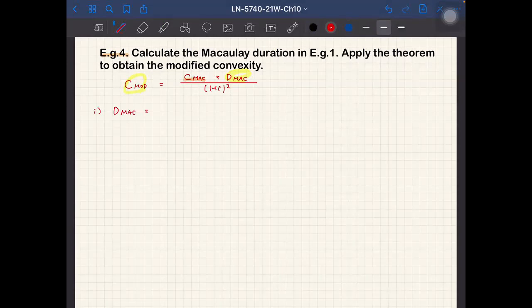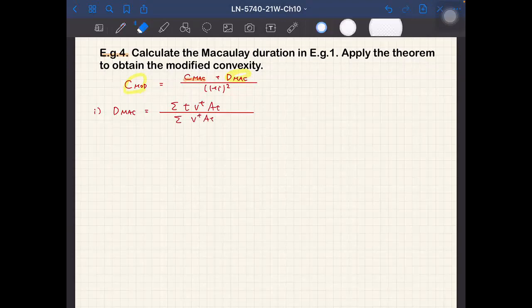So how to calculate the Macaulay duration? Macaulay duration is a pretty simple formula. It is basically the weighted average of maturity. So the sum of t times v to the power t times a_t, over the summation of v^t a_t.